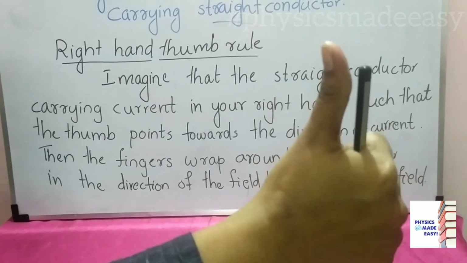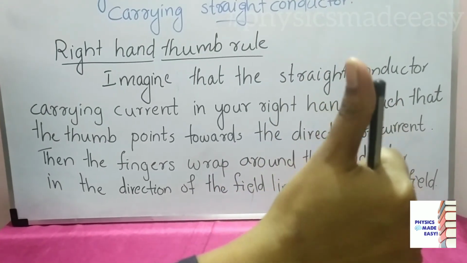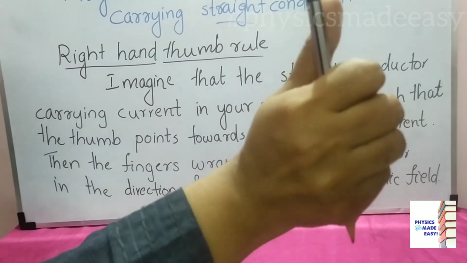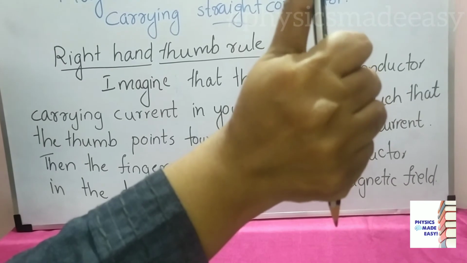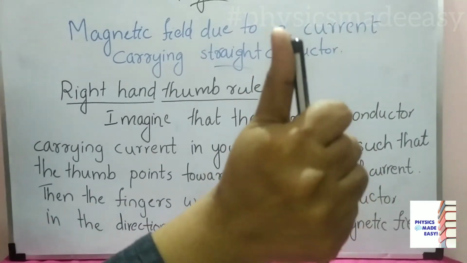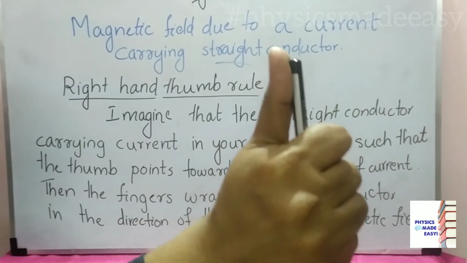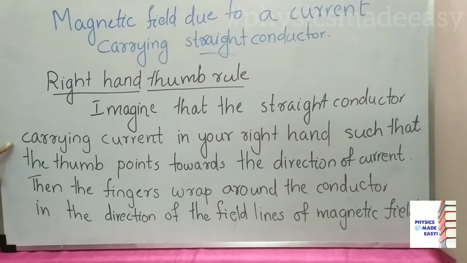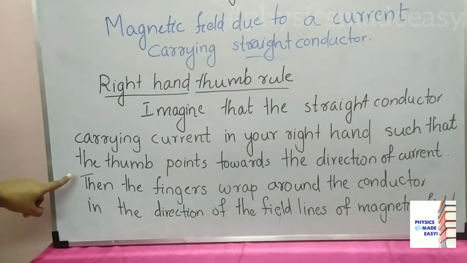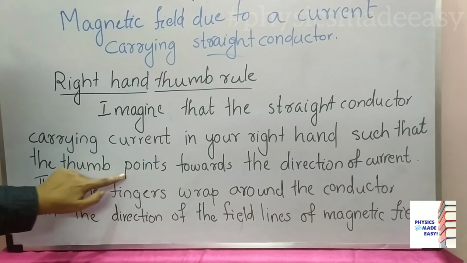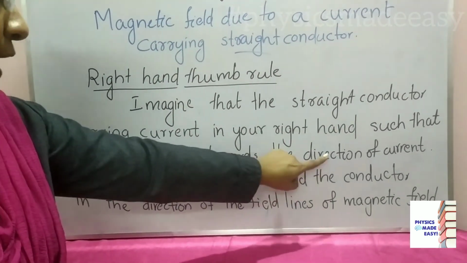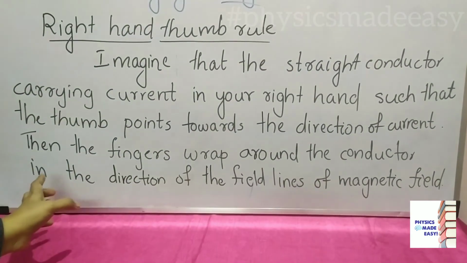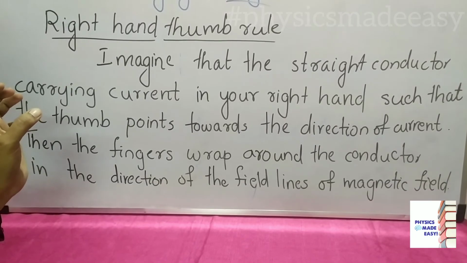So here current is in the upward direction. The thumb points towards the upward direction. So the thumb gives us the direction of current. Then the wrapped fingers around this conductor give us the direction of the magnetic field. Clear children? Once more, imagine that the straight conductor carrying current is in your right hand such that the thumb points towards the direction of current. Then the fingers wrapped around the conductor give us the direction of the magnetic field lines.